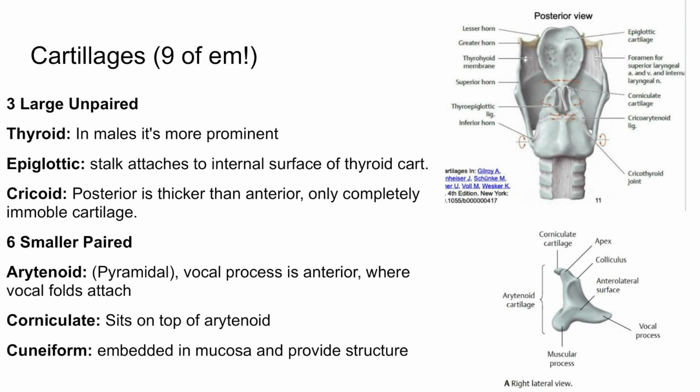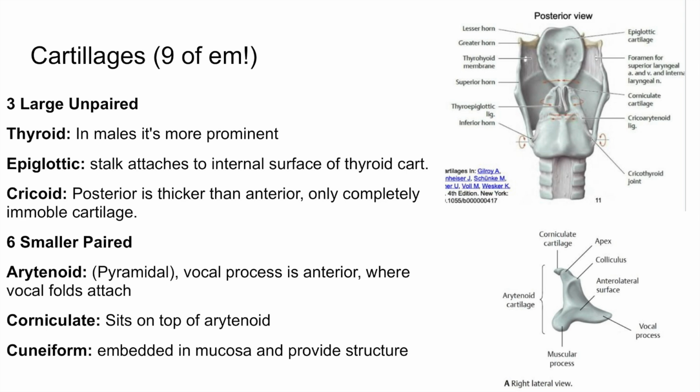The thyroid cartilage is the largest and forms the anterior wall of the larynx and what you feel as the Adam's apple. Its prominence in males is due to the angle between the laminae being more acute, which changes vocal cord tension and contributes to that deeper voice.